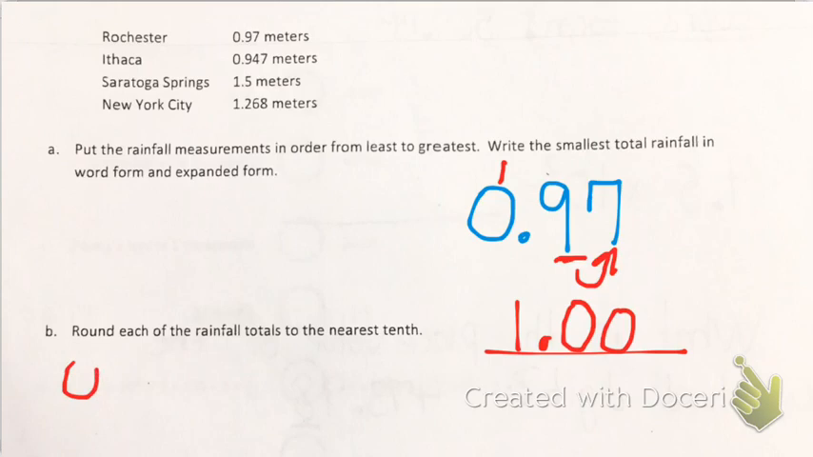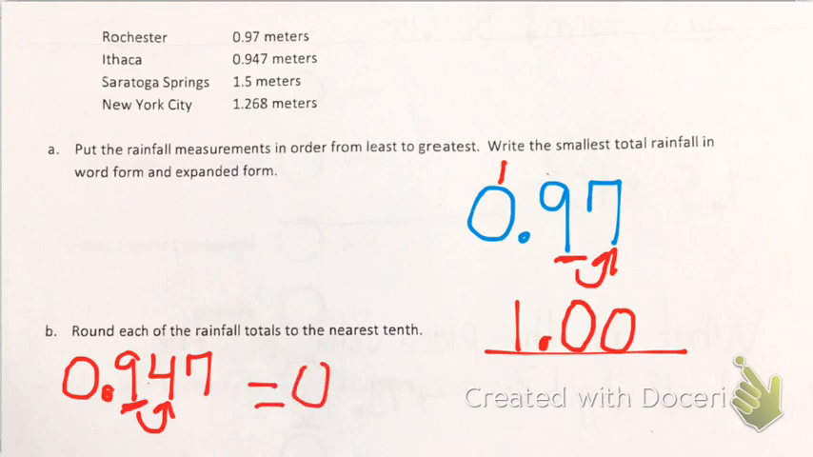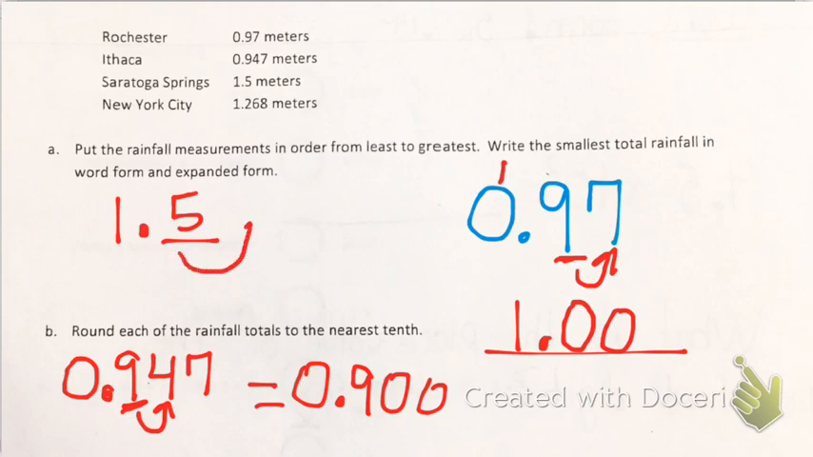The next one is going to be 947 thousandths. I want to underline what digit's in the tenths place. 9. Underline it, draw an arrow to the 4. Can the 4 change the 9? No, so guess what? It's going to stay the same, and every number to the right becomes 0. Thank you. All right, look at Saratoga Springs. We're going to underline the tenths place. But boys and girls, is there anything to the right? No. So that one's an easy one because that stays the same. And that's how you do that one. Don't forget to do the New York City one as well.